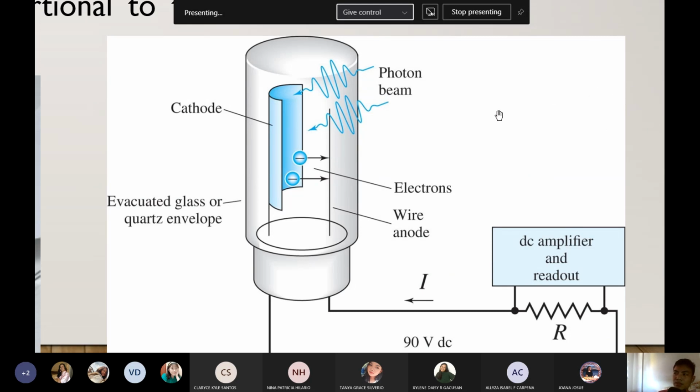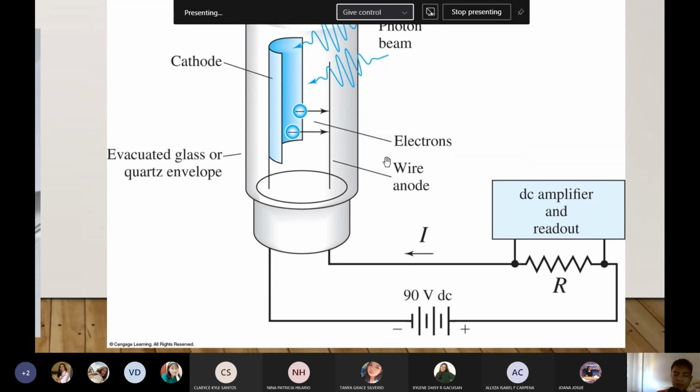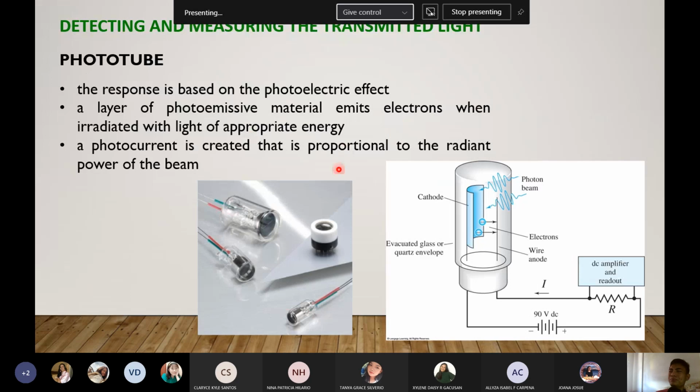No? So you have your incident light, tatama siya sa metal. Then, according to photoelectric effect, yung ating light, pag tumama sa metal, yung electron ng metal tatalsik. No? And when the electron jumps from the cathode to the anode, apparently there is a complete circuit. No? May voltage reading dyan. Okay? So ganun ginagawa nila dyan. So that's the phototube.